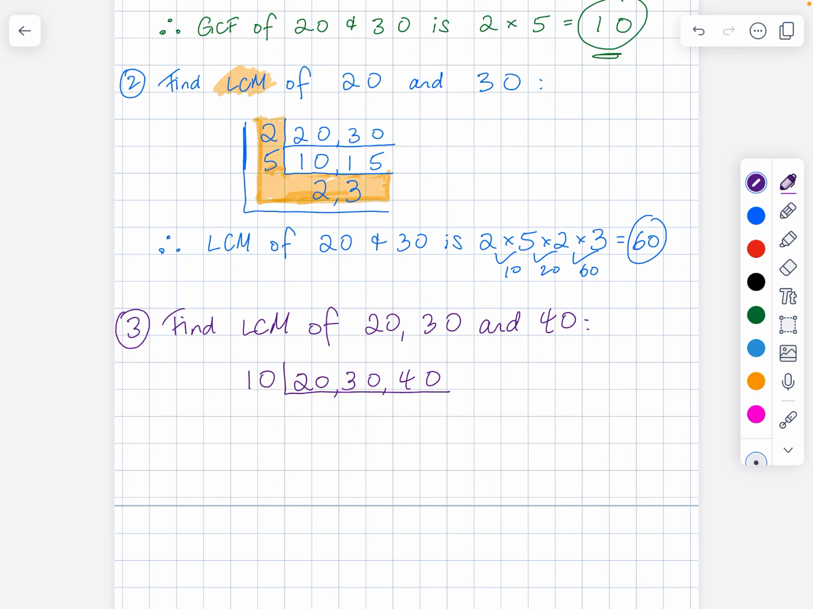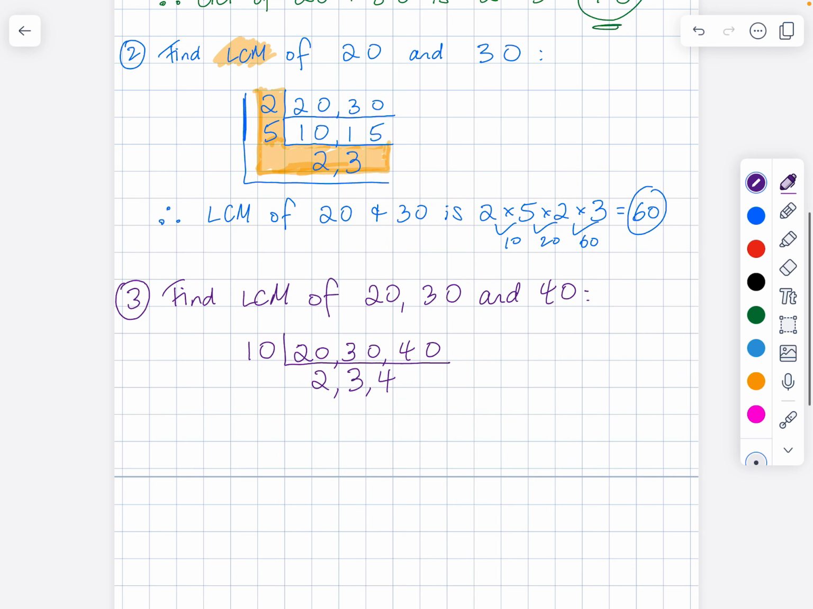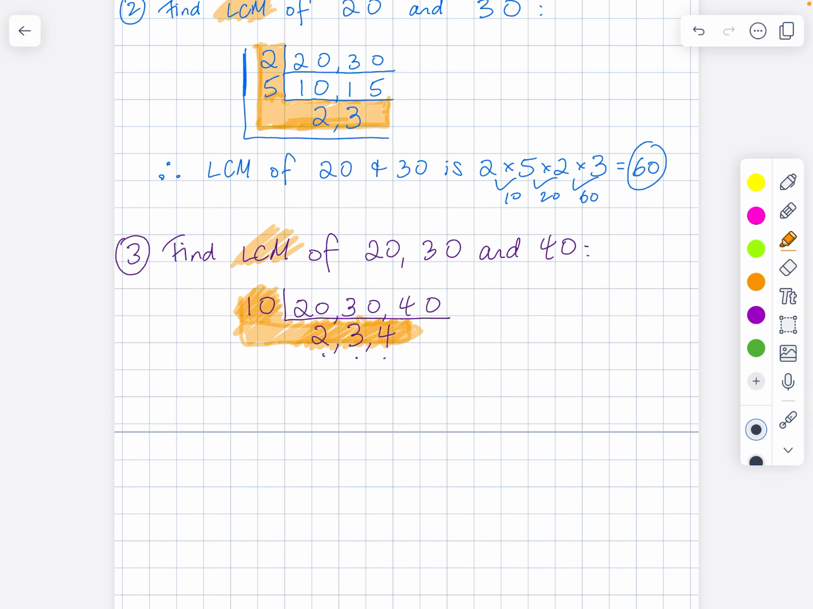So 20 divided by 10 gives me 2, 30 divided by 10 gives me 3, and 40 divided by 10 gives me 4. Now that ended pretty quickly because I know with 2, 3, and 4, there are no other common numbers they are divisible by. I'm going to use the same highlight color, and I'm going to highlight 10, 2, 3, and 4. I'm going to create an L shape again so I know we're going for LCM. Now the GCF of all 3 numbers is 10 because there's only 1 number there.